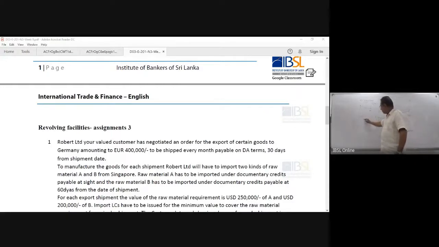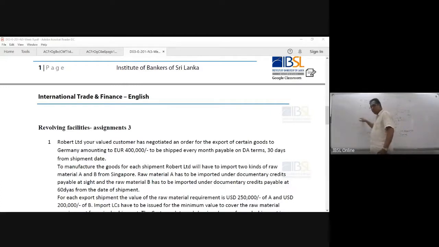In November, what happens? When you are going to balance this, export bill proceeds will come after purchase. That means it's 400,000 into 4 at the rate of 160. That is LKR 16 times 4, which is 64 million. Right. So we'll take down that also.